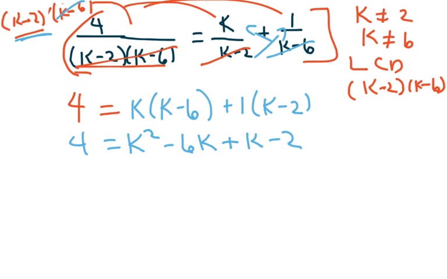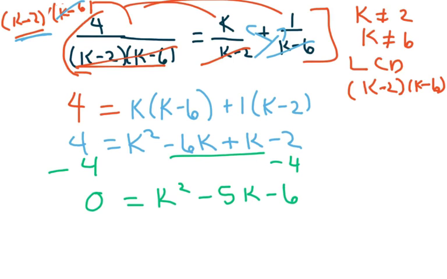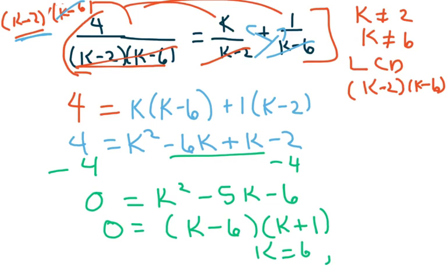And I'm going to go ahead and subtract the 4 while I do this, because we're going to have to factor. Subtracting 4 and going to combine those. So we're going to get 0 equals K squared minus 5K minus 6. So when you factor this, this is K minus 6 times K plus 1. So my solutions are K equals 6 and K equals negative 1.